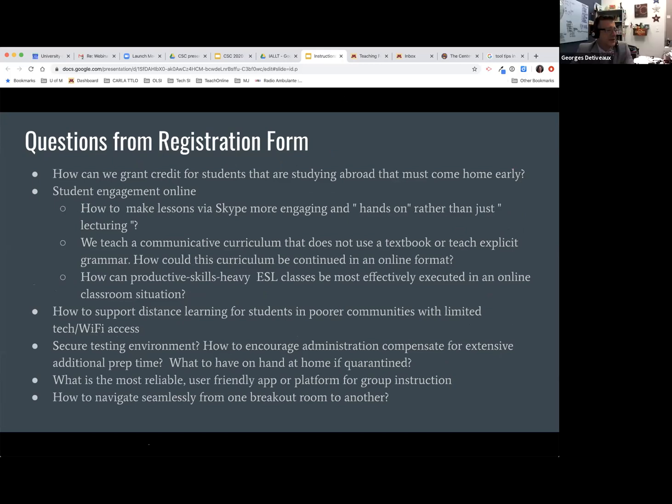How can we grant credit for students that are studying abroad that must come home early? I don't know. Maybe you want to switch to the project model and have them expand some kind of project or portfolio. Here at my institution, we do a lot of high impact practices courses and courses that involve a lot of service learning and community engagement. But some of those courses, you don't actually go out into the community to do the thing. You study the issue and propose solutions for the issue. So maybe it's that kind of level that those students might need to work on here.